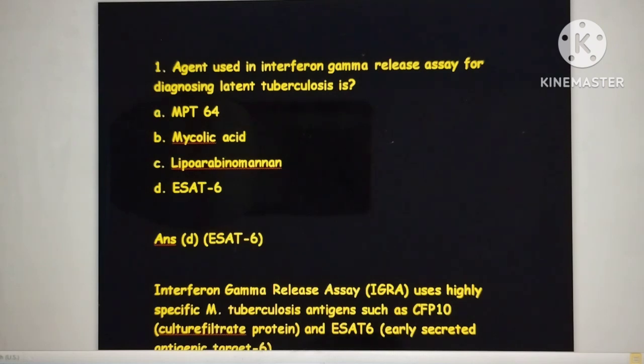Here the first question is: the agent used in the interferon gamma release assay for diagnosing latent tuberculosis is MPT, mycolic acid, lipoarabinomannan, or NEET. So here the answer is NEET.